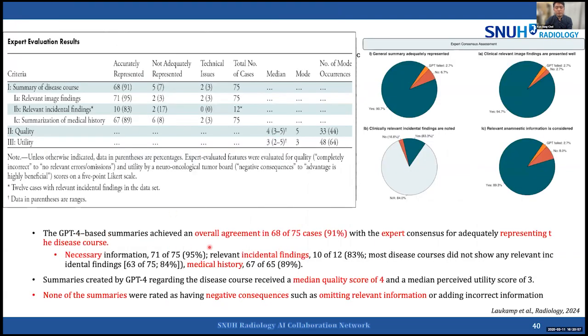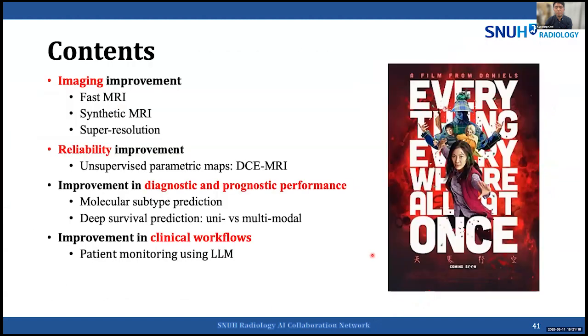GPT-4-based summaries achieved overall agreement in 91% with experts, adequately representing the disease course. They also received good quality scores, and none of the summaries were rated as having negative consequences, such as omitting relevant information or adding incorrect information.